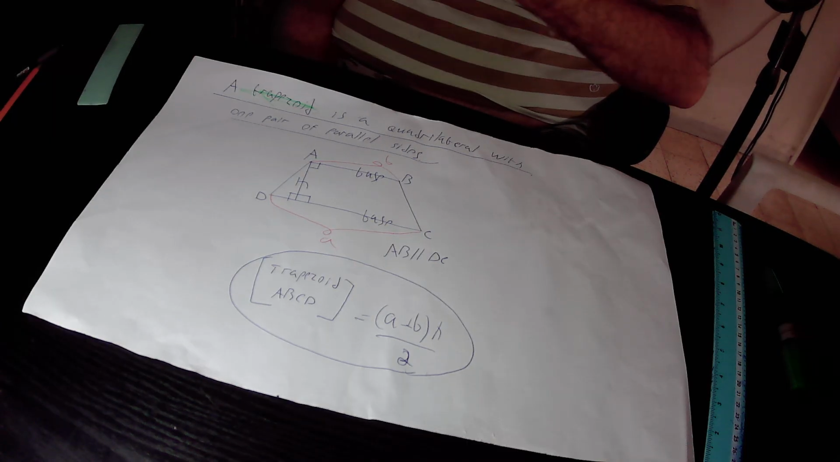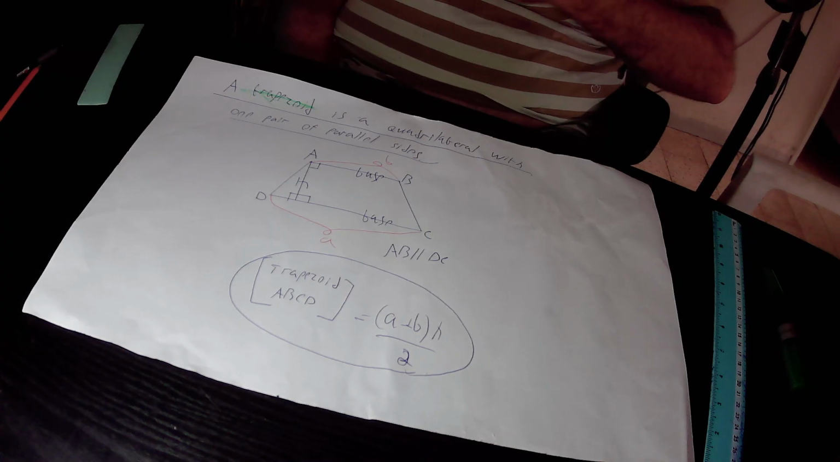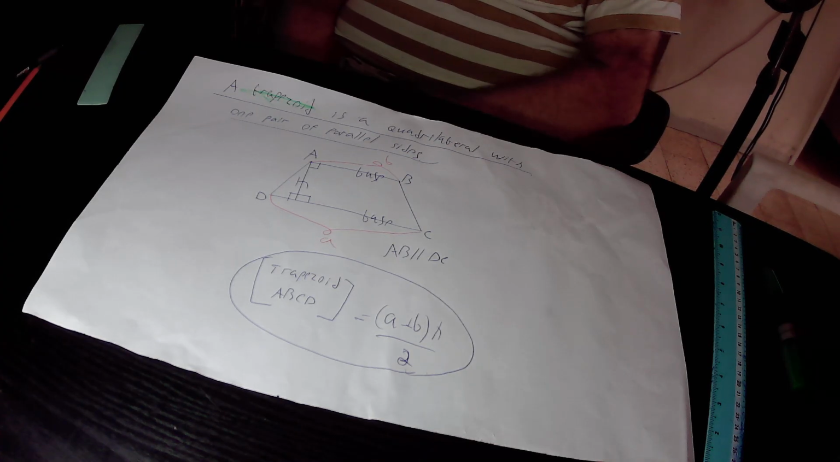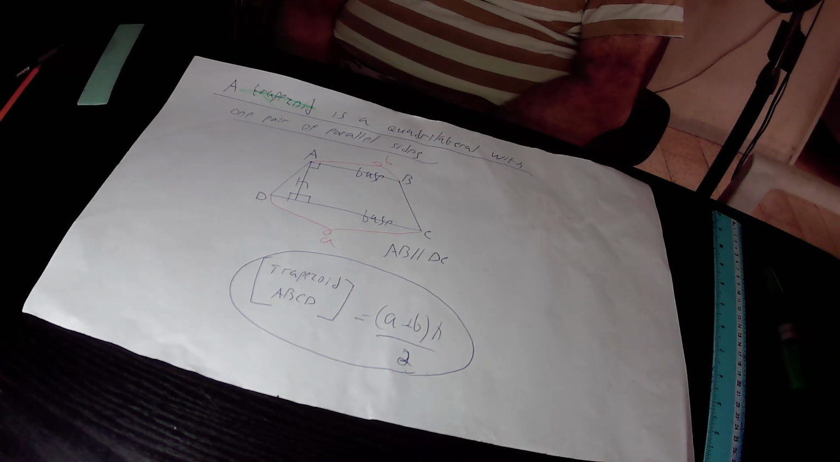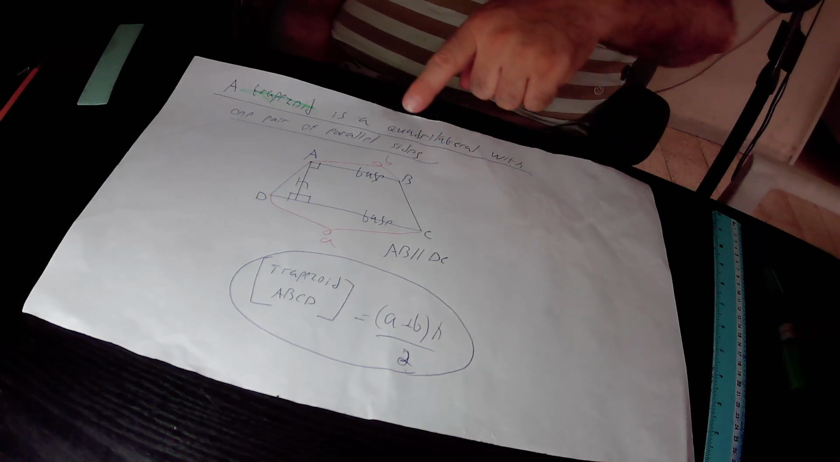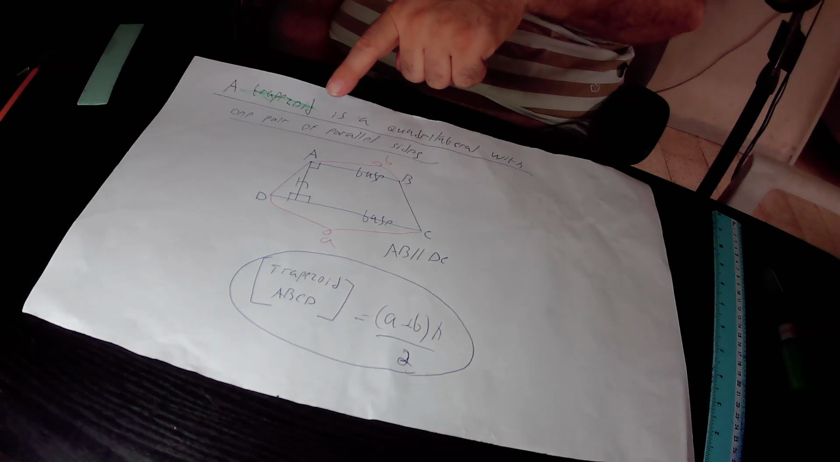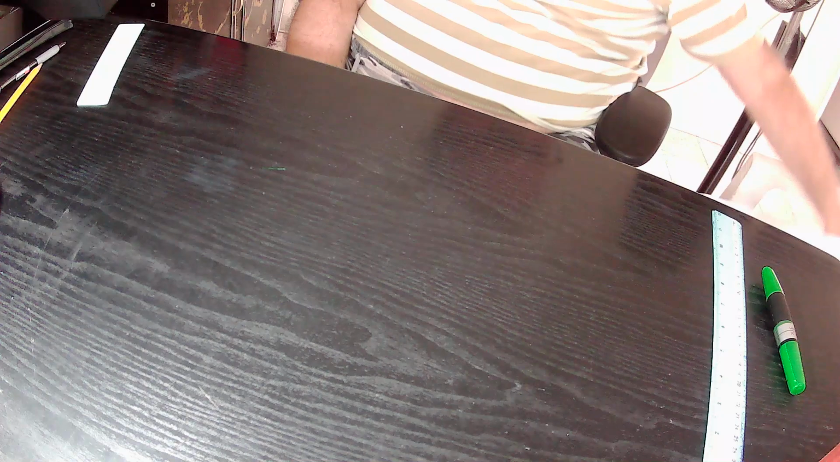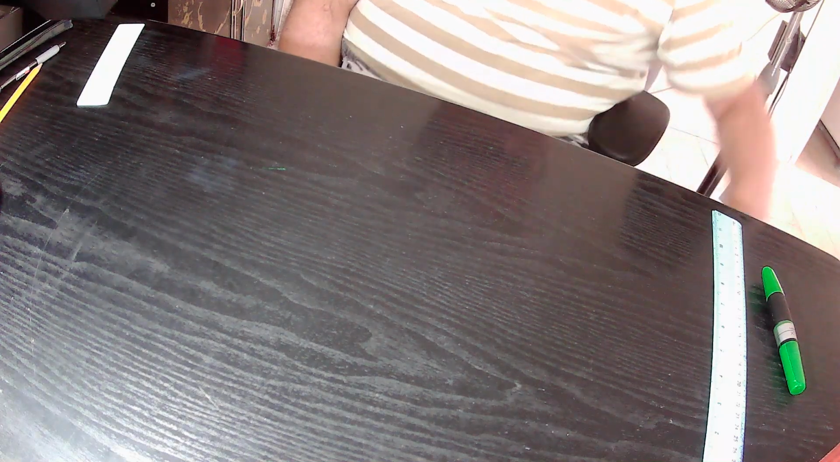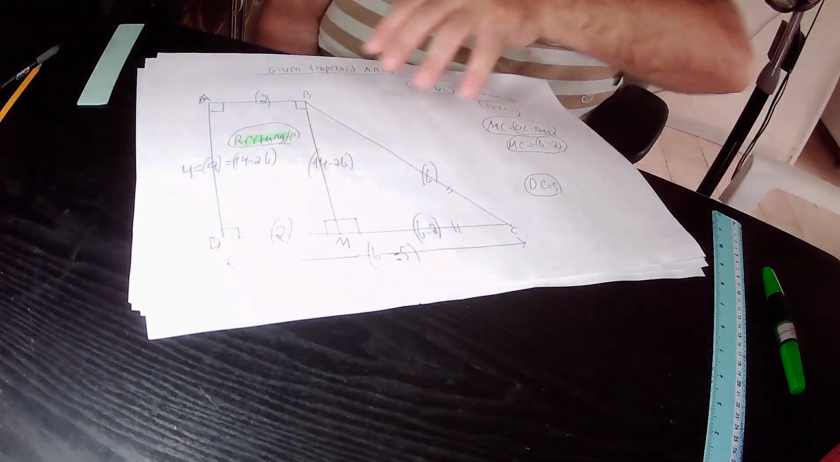So a trapezoid is a quadrilateral with one pair of parallel sides, and the area of the trapezoid is equal to the sum of its two parallel bases, that is A plus B, times the height over 2. Again, the height must create 90 degrees with the two parallel bases. So let's start with the first question.